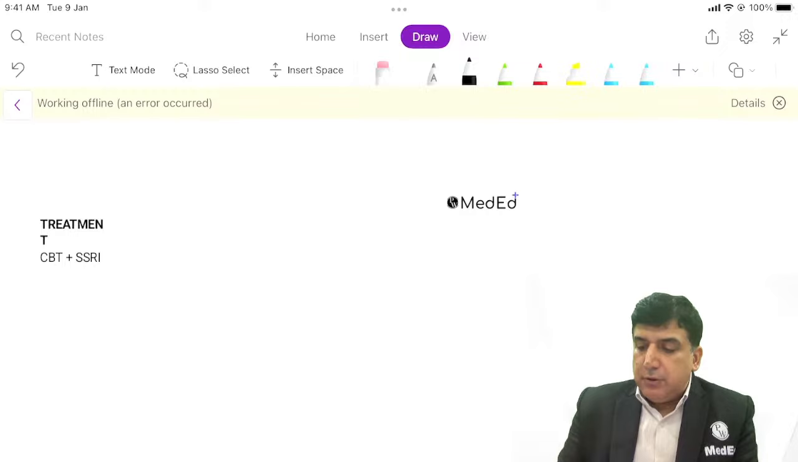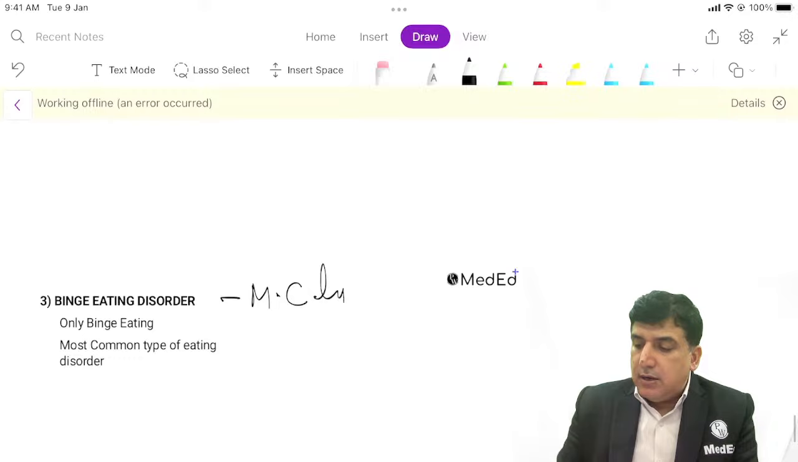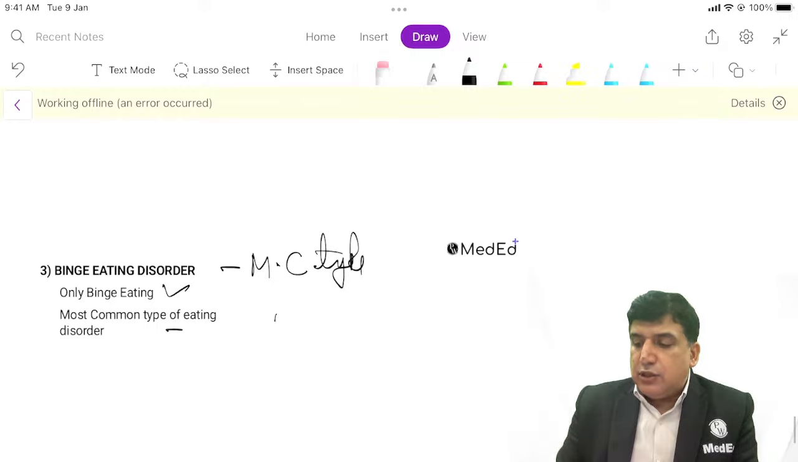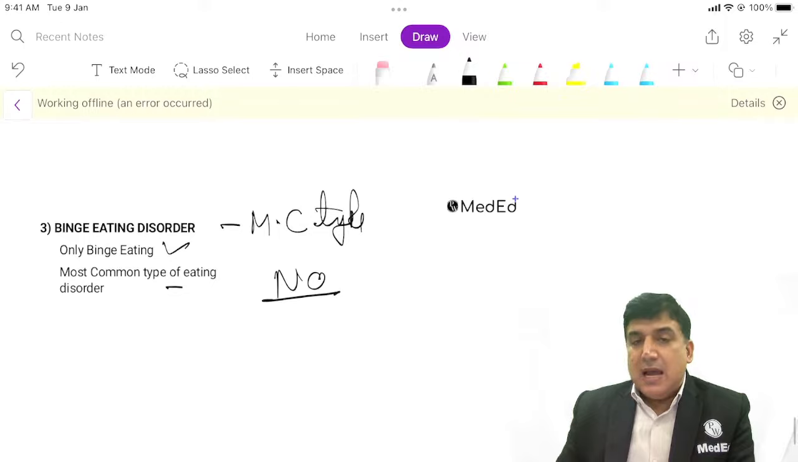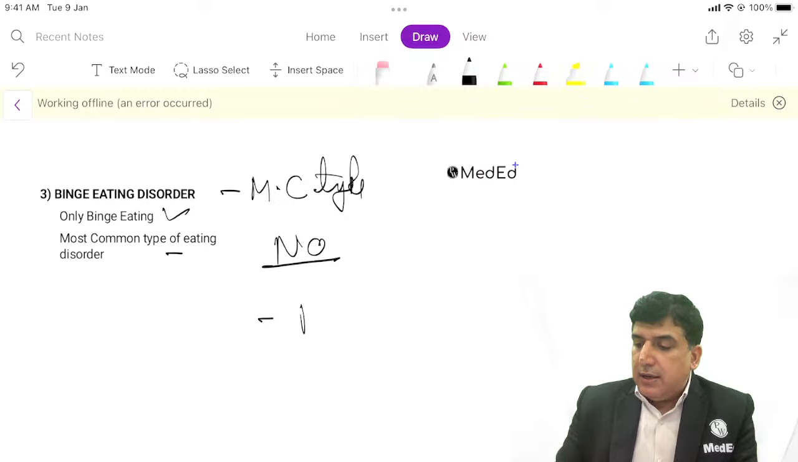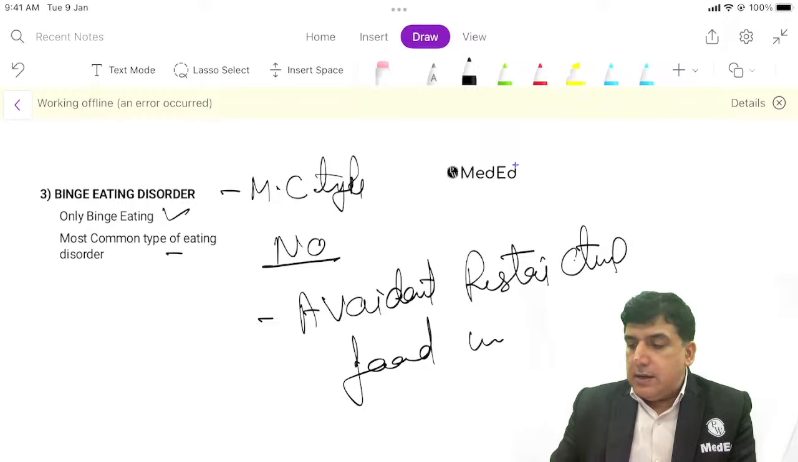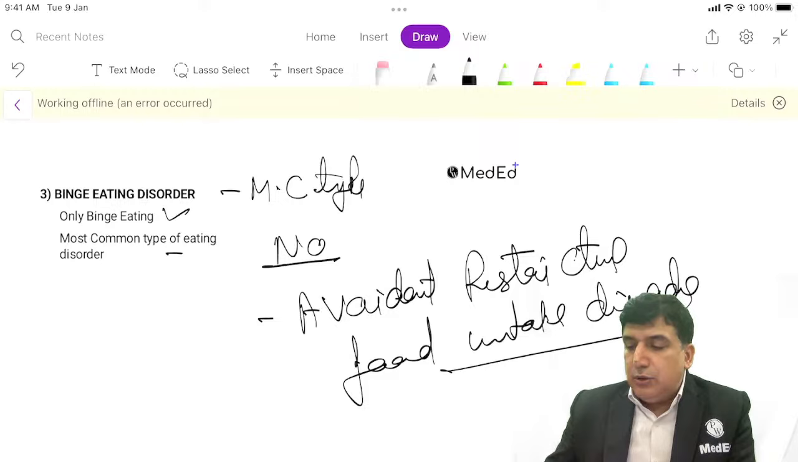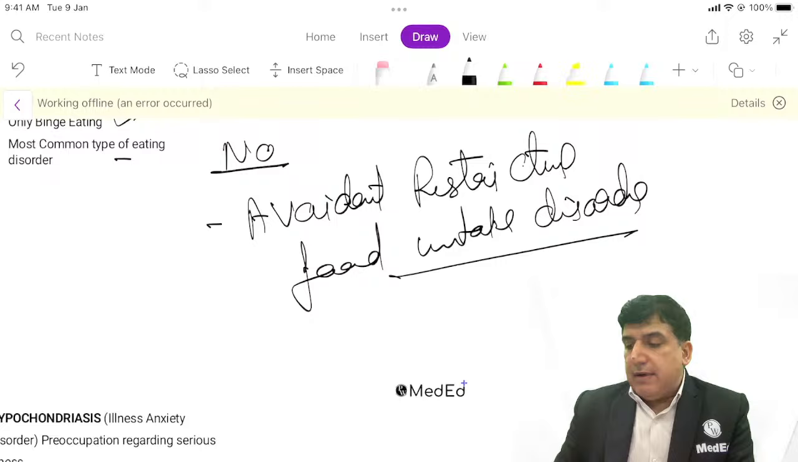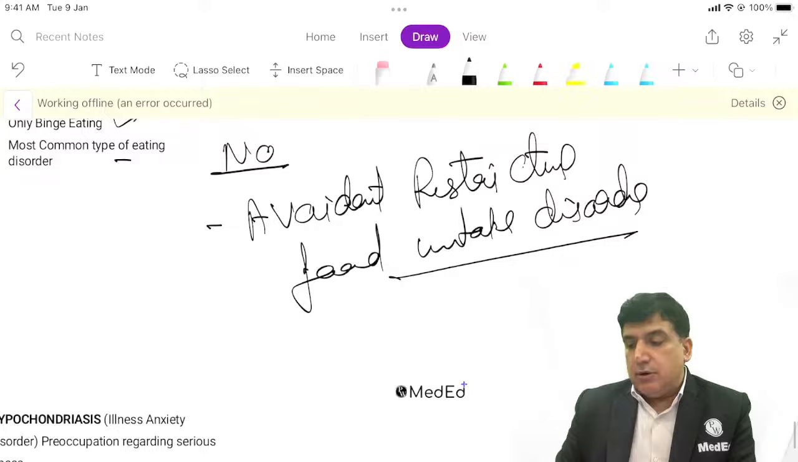Binge eating disorder is the most common type of eating disorder. Only binge eating, with no compensatory behavior. Nowadays we have one more, avoidant restrictive food intake disorder. This is a new diagnostic entity that has been included in DSM-5 and ICD-11. Most common type of eating disorder is what? Binge eating disorder.